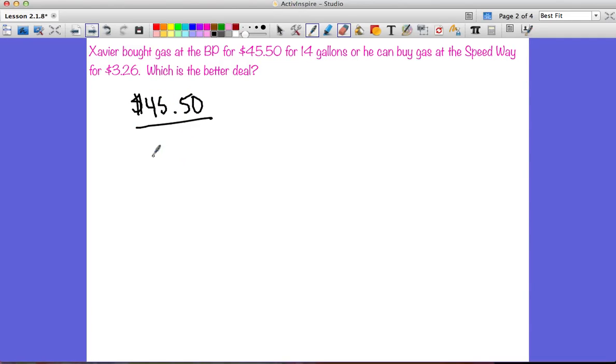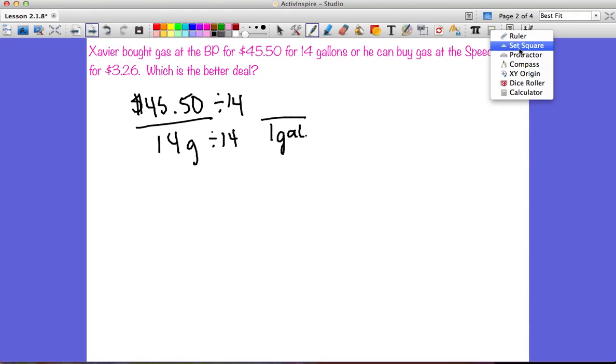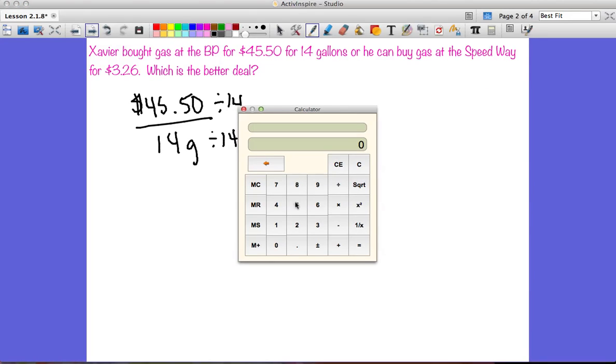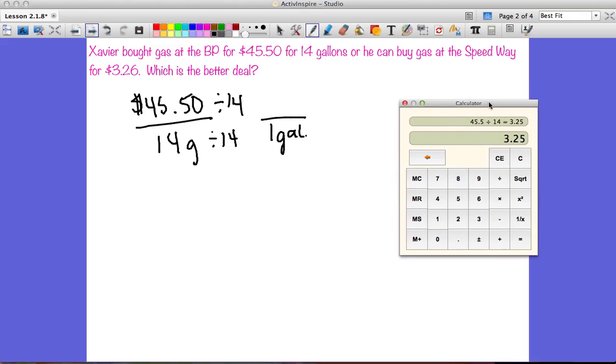$45.50 for 14 gallons. To get to my unit rate, I have to divide both top and bottom by 14 because I want to know the price per 1 gallon. And to make this go a little faster, I will use my calculator. So $45.50 divided by 14. It's going to cost me $3.25 per gallon.